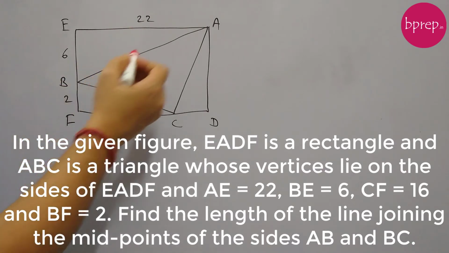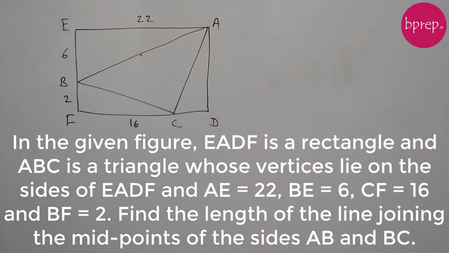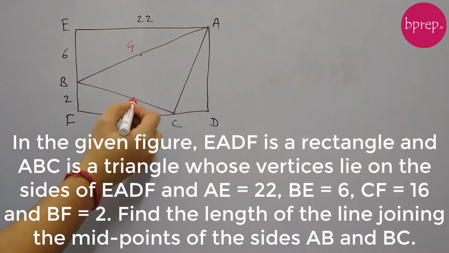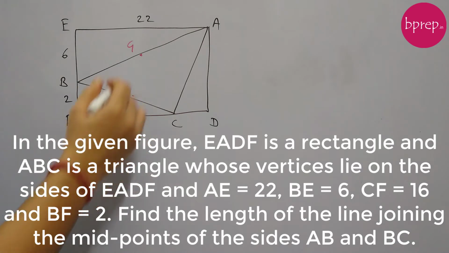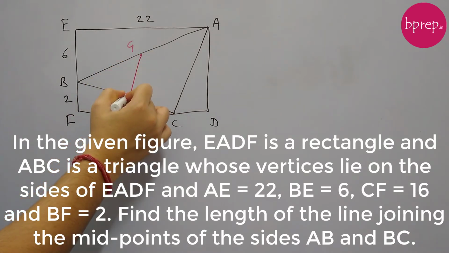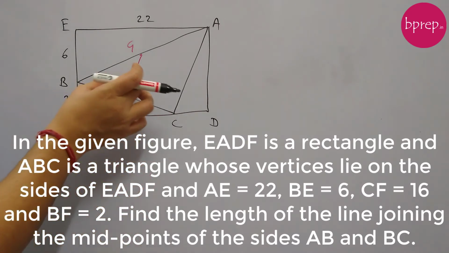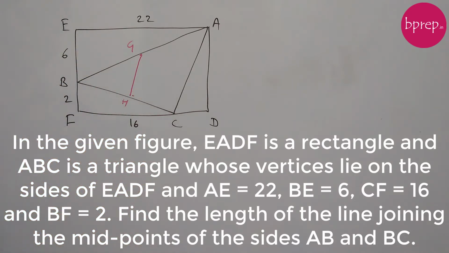So the midpoint of AB, let's say this is the midpoint of AB, let's name it G, and the midpoint of BC, so it will be somewhere here, let's name it as H. So we need to find out the length of GH. Now if you see, we have only one relation through which we can find out the length of GH. So GH is only related to AC.